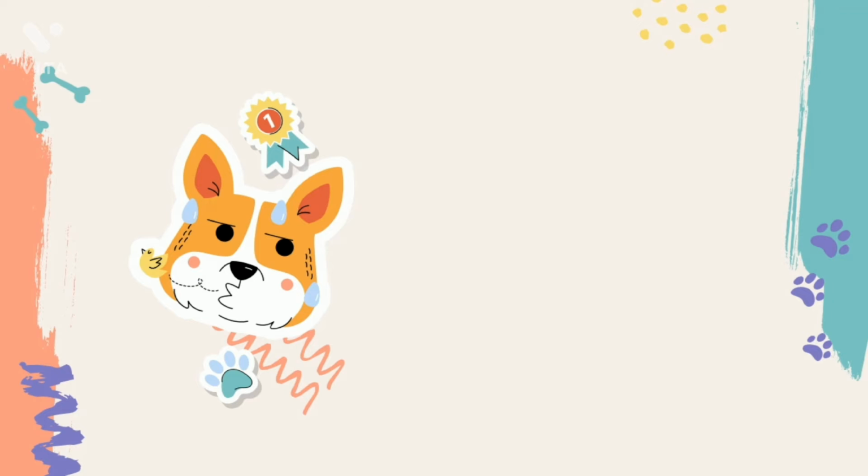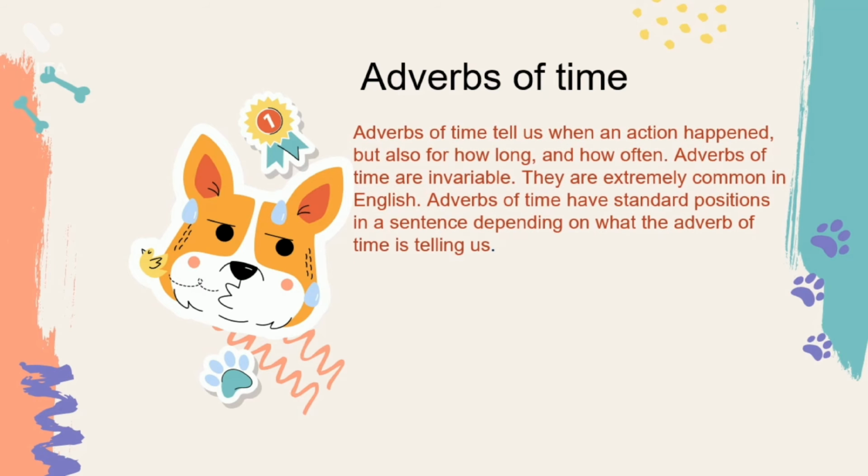Now, let's focus on the second type, that is the adverbs of time. Adverbs of time tell us when an action happened, but also for how long and how often. Adverbs of time are invariable. They are extremely common in English. Adverbs of time have standard positions in a sentence depending on what the adverb of time is telling us.